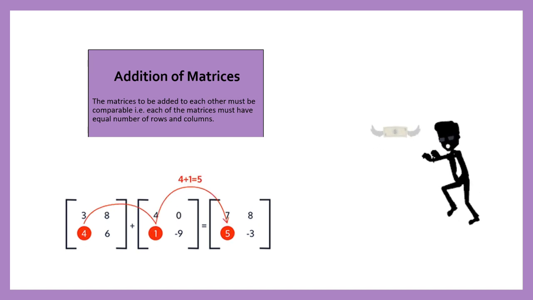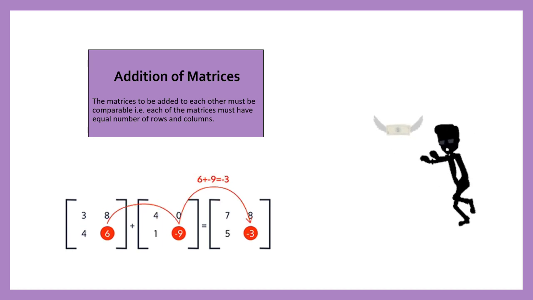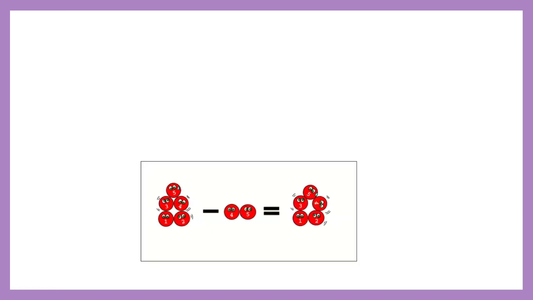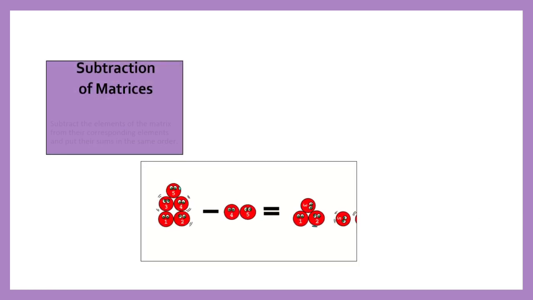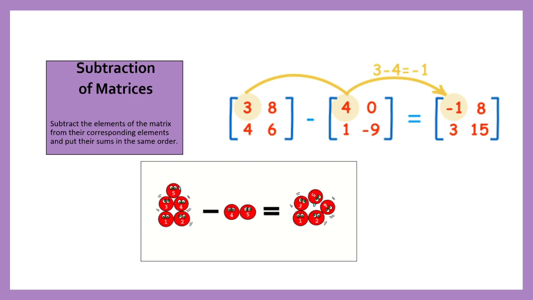Subtraction of matrices. Both the matrices must be equivalent to each other. This means that each of the matrices must have equality in respect of the numbers of their rows and columns. Subtract the elements of the matrix from the corresponding elements and put their difference in the same order.